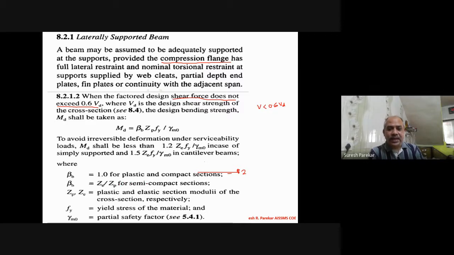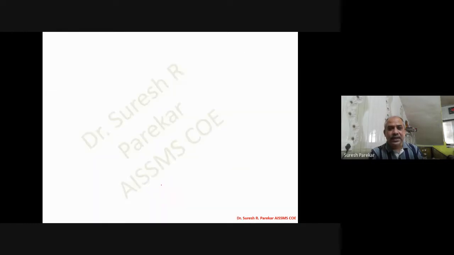Otherwise, we have Ze upon Zp, meaning the formula of Md becomes Ze fy upon gamma m0 if it is semi-compact. That means if we have a semi-compact section, then it will act as an elastic section. And the others we have already seen this way.